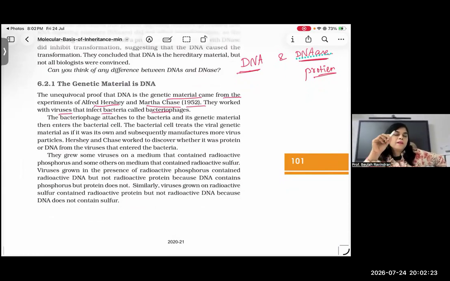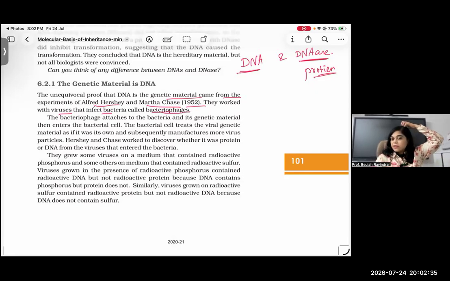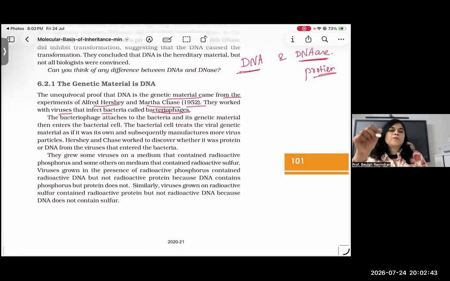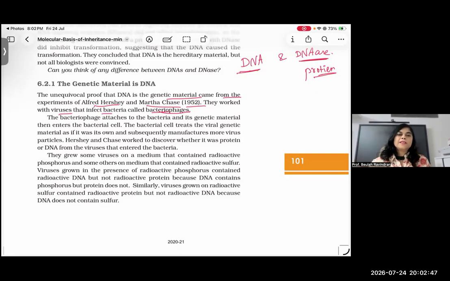This is a very important experiment. Next to the previous experiment we saw, this experiment is done with bacteriophages, and it was the first experiment by which all biologists were convinced. In the first experiment they were not agreed, but in the second one they were agreed. A bacteriophage is a virus that infects bacteria. Keep that in your mind.